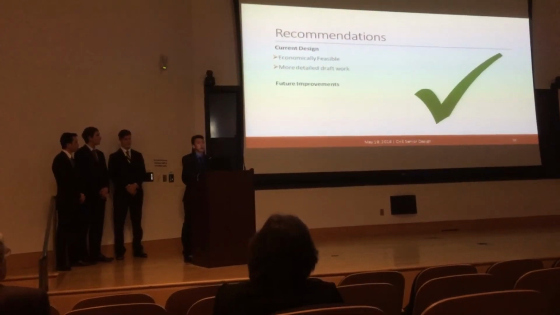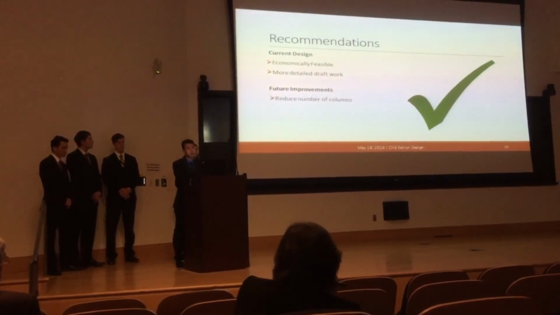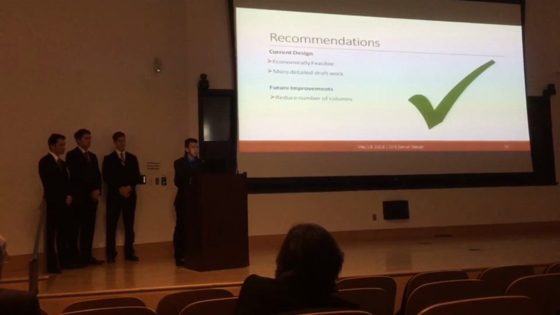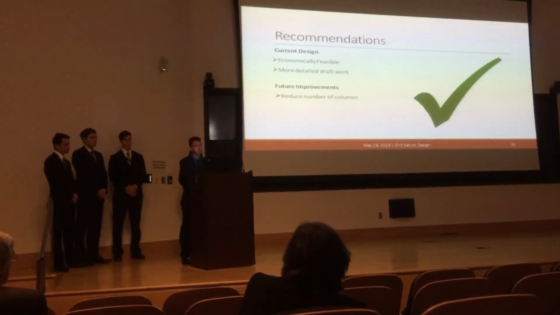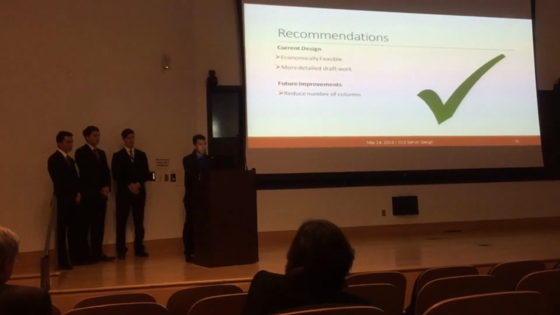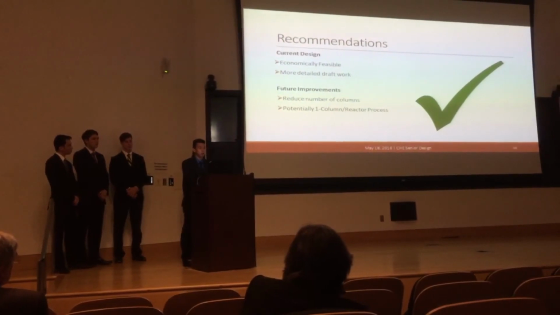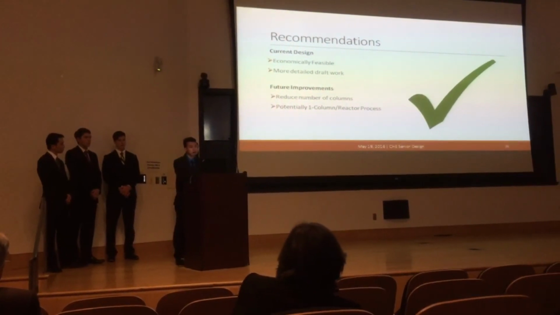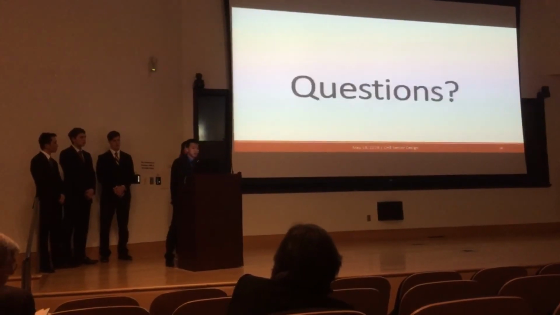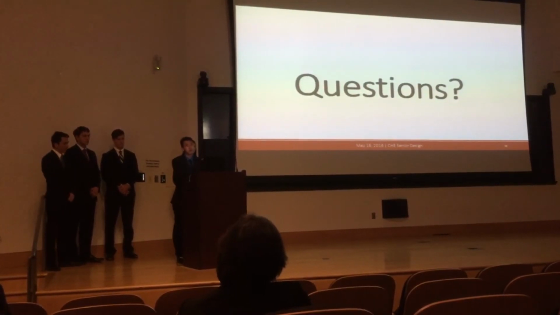But for further future improvements, we can reduce the number of distillation columns, for example. As you see on the plan, on the flow diagram for the distillation columns, we can reduce columns number 2 and 3 into one column. And right now, potentially we can collapse our whole process into only one column or one reaction process. So this is a reference, and thank you for listening, and if you have any questions, please.